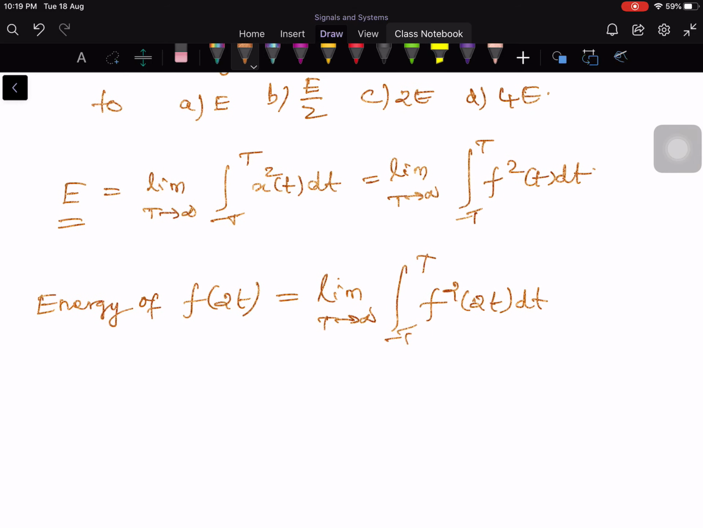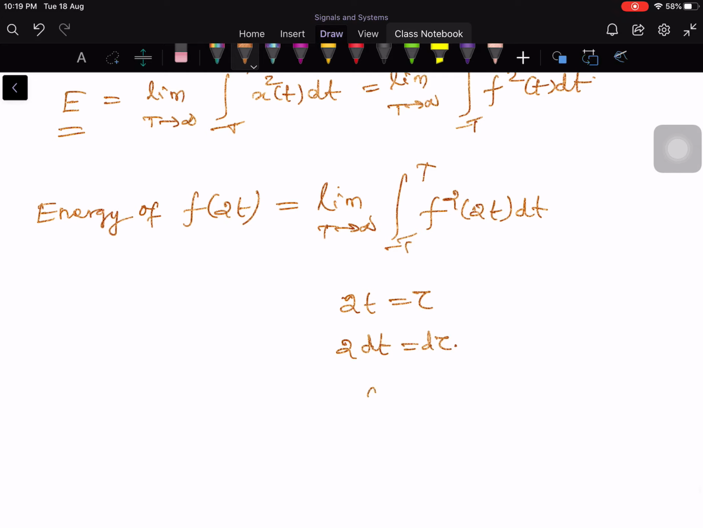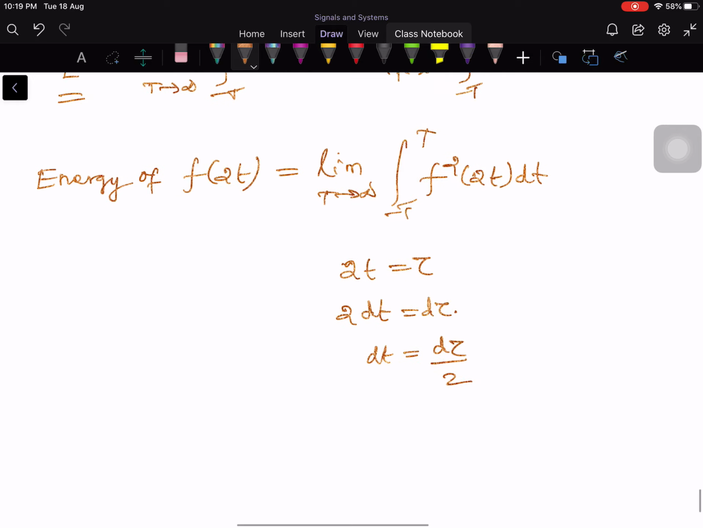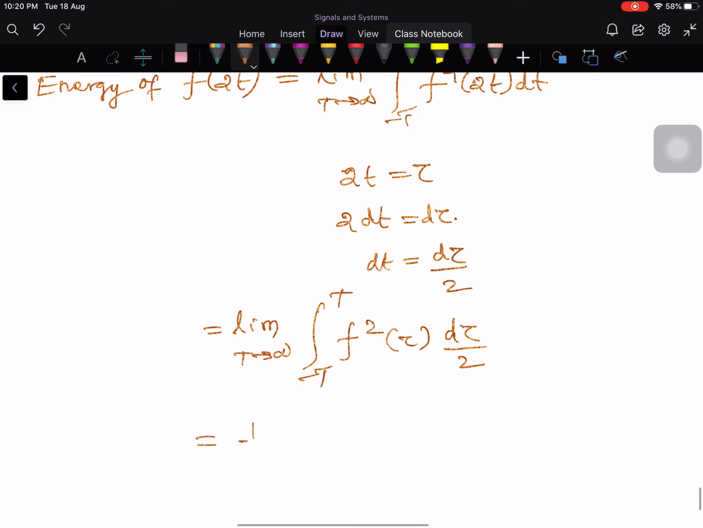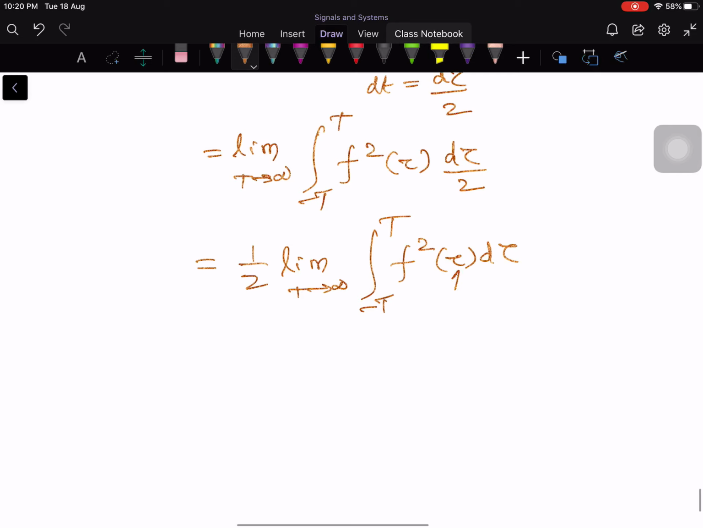Now you change the variable. Let's say 2t is equal to tau, then 2 times dt is equal to d tau. So dt is equal to d tau by 2. So this becomes limit t goes to infinity integral from minus t to plus t, f square of tau, dt becomes d tau by 2. You can take that 1 over 2 commonly outside. Limit t goes to infinity integral from minus t to plus t, f square of tau into d tau. After all, this tau is a dummy variable.